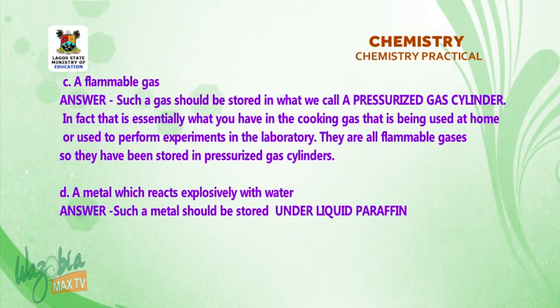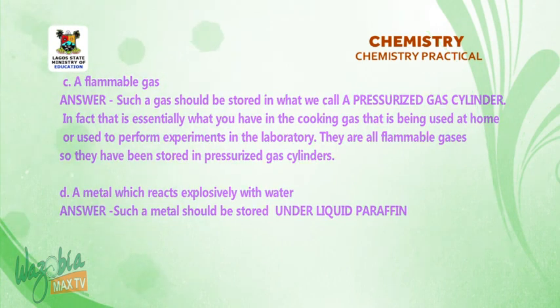And C. A flammable gas. Such a gas should be stored in what we call a pressurized gas cylinder. In fact, that is essentially what you have in the cooking gas that is being used at home or used to perform experiments in the laboratory. They are all flammable gases, and so they have been stored in pressurized gas cylinders. And D, a metal which reacts explosively with water. Such a metal should be stored under liquid paraffin.